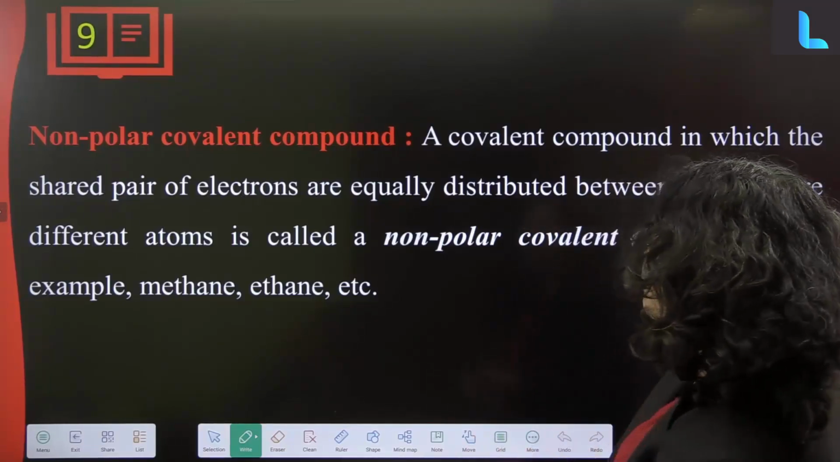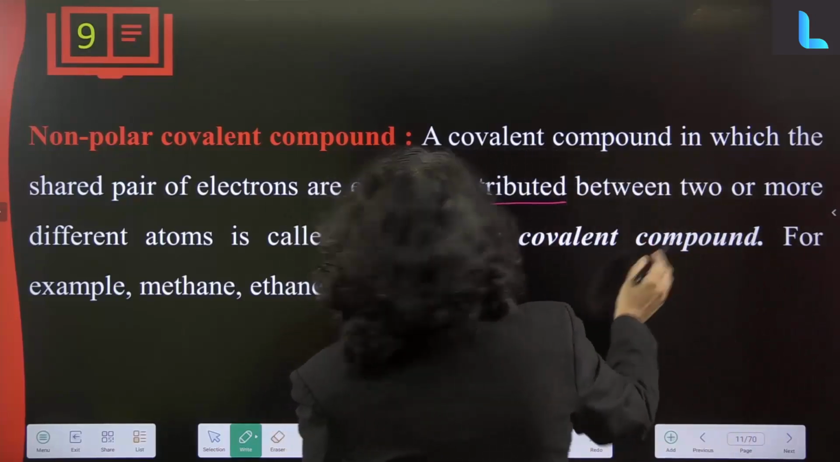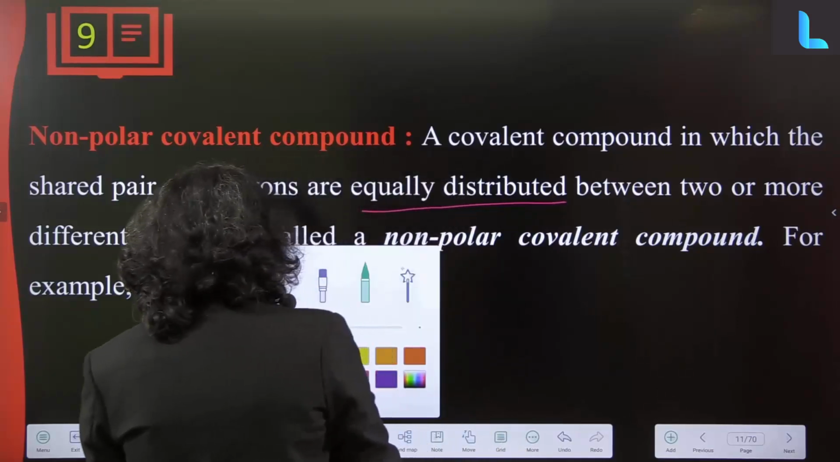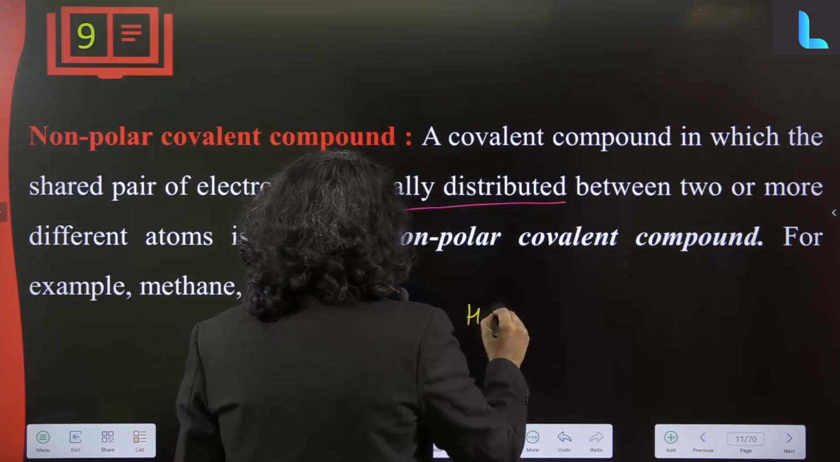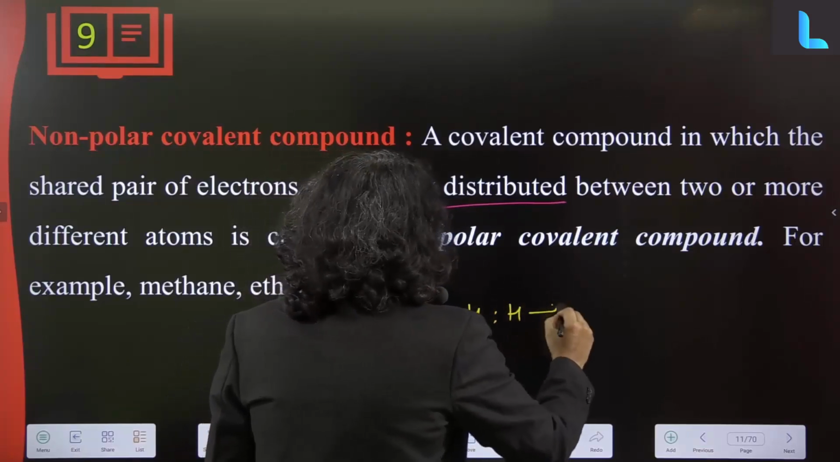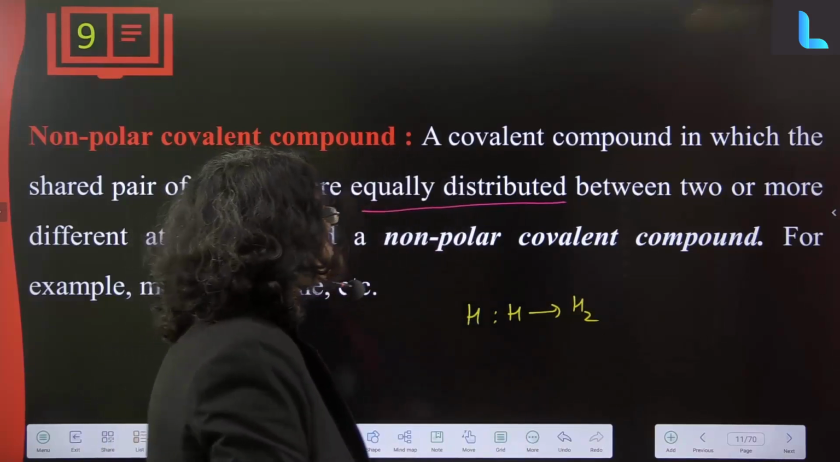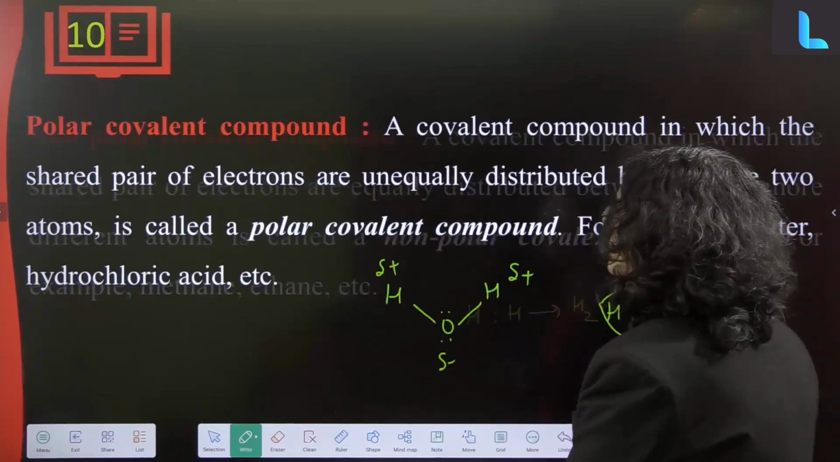A covalent compound in which the shared pair of electrons is equally distributed between 2 or more atoms. For example, in the formation of hydrogen, both are equally sharing 1 electron and the electronegativity value is also the same. So this is called a non-polar covalent bond. Like methane, ethane, they all are similar.